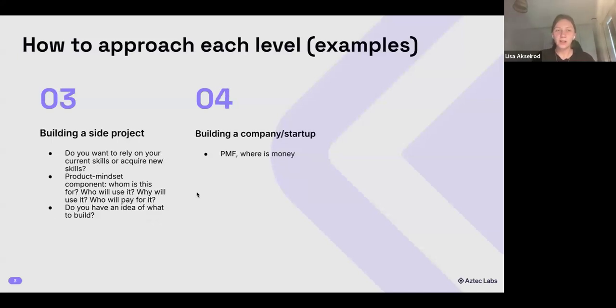Then building a side project, I think this is a bit of a blend between building for fun and building a company. Because here, you still need some product mindset. You need to be thoughtful about what you are building. You want to ask yourself, whom is it for? Who will use it? Why will they use it? Who will pay for it? We will go to this moment in a minute.